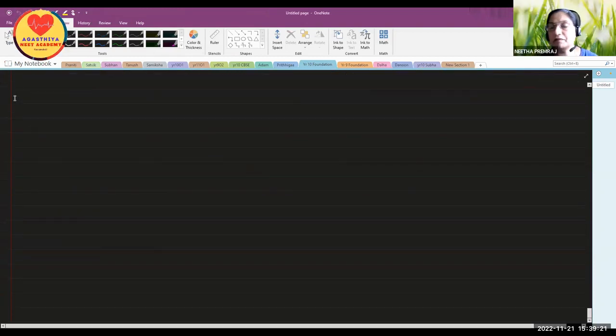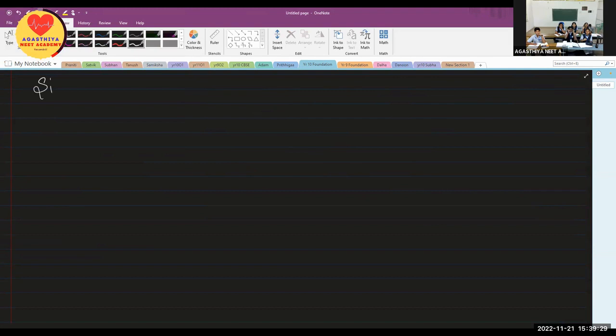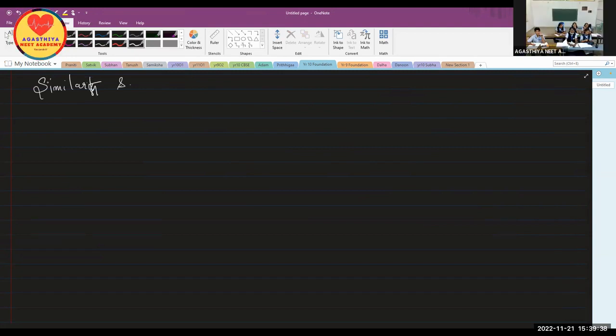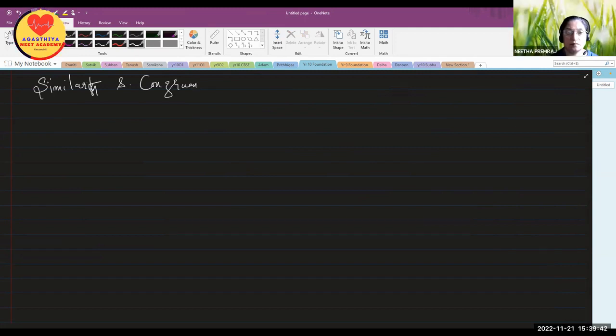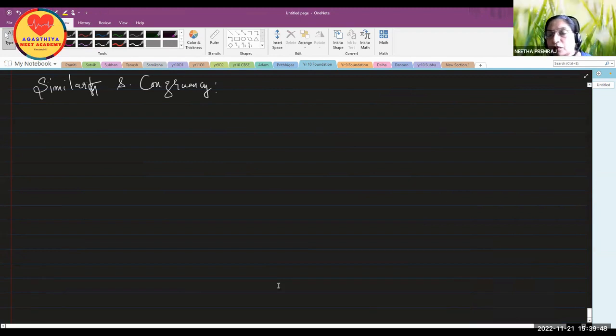Okay. Now we will discuss what is the difference between similarity and congruency. Anyone? Ma'am, in congruent, length equal. In similar, sides are different. Okay, I'll show you. One second.